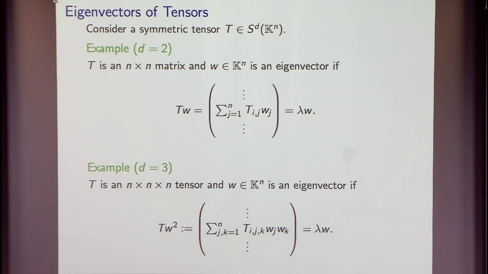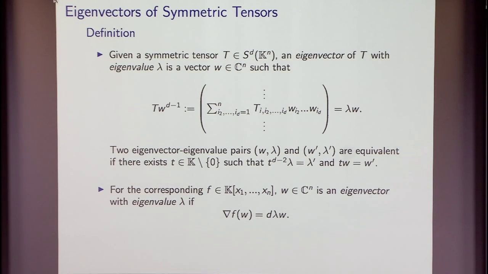And in general, given a symmetric tensor, an eigenvector of T with eigenvalue lambda is a vector w such that if you look at the vector whose ith entry is given by summing over i2 through id from 1 to n of T_{i i2 ... id} times w_{i2} through w_{id}, this vector is parallel to w.